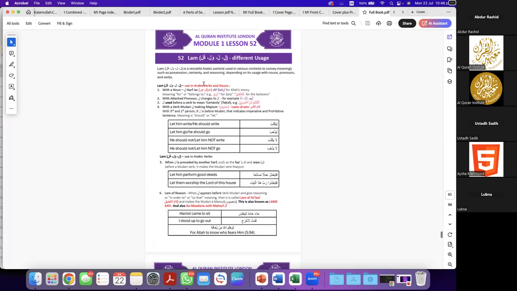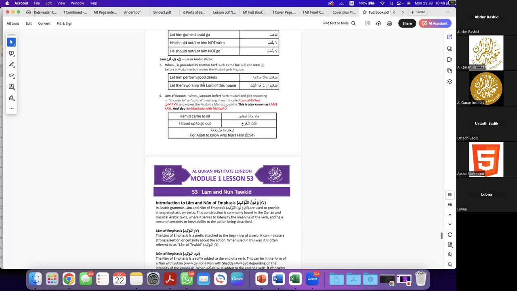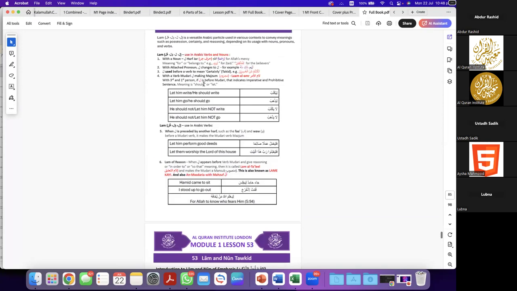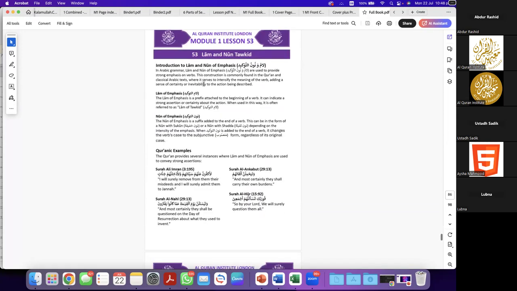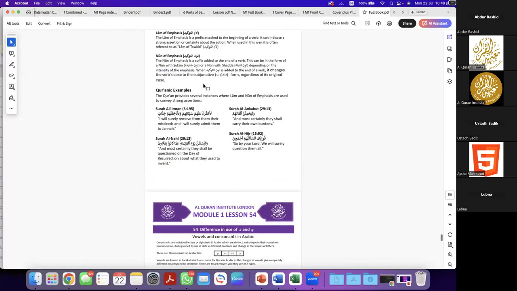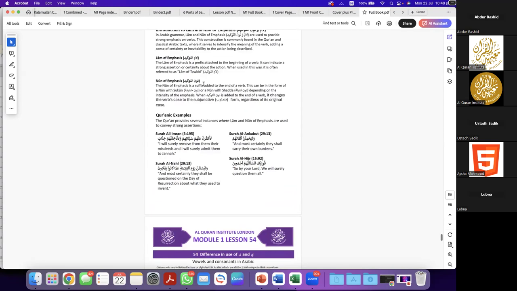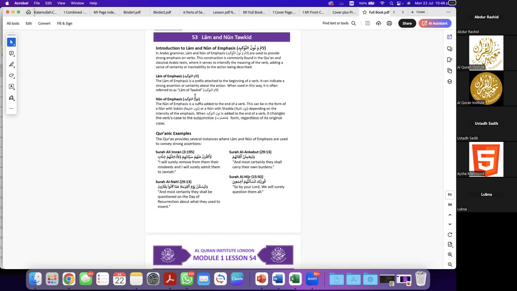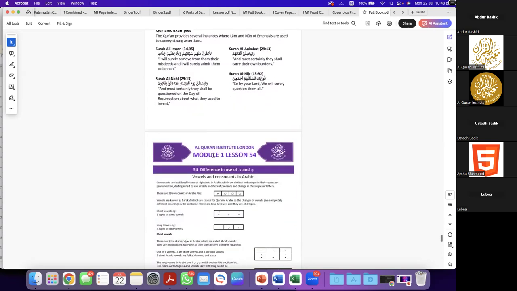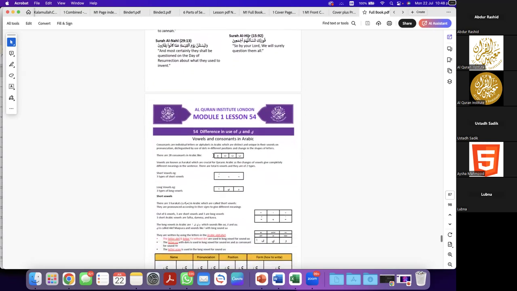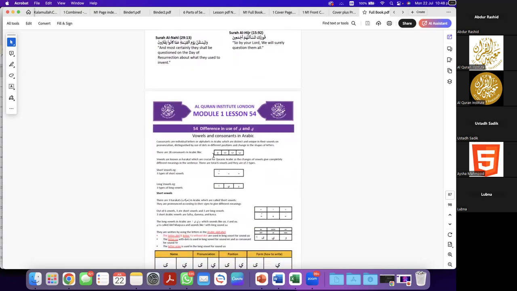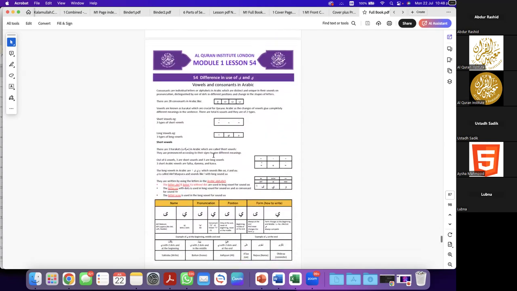52, lam, no problem. This lam is exactly the same. 53, lam nun takid, we made it just slightly better looking. I would suggest you read it, please. 48 to 60, these 12 lessons, have a quick glance through, inshallah. And if you compare with your previous copy, anything different, new, have a look. This is fine.